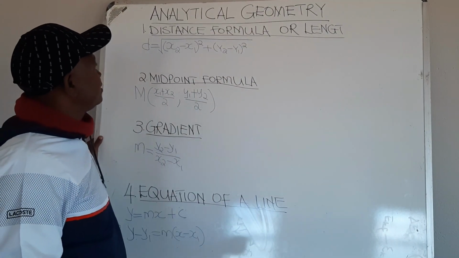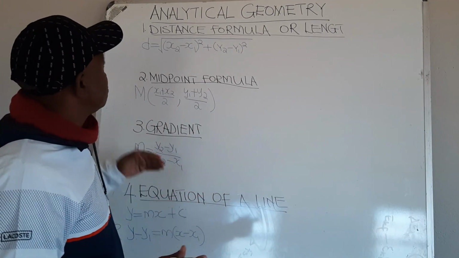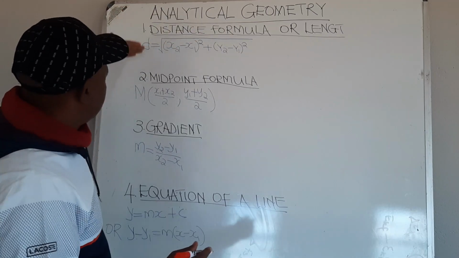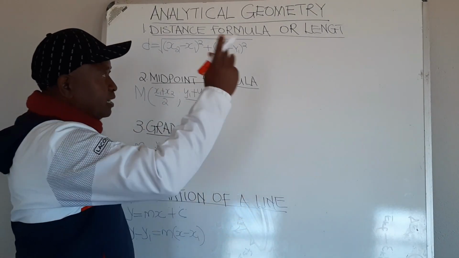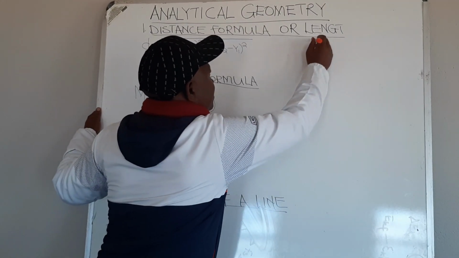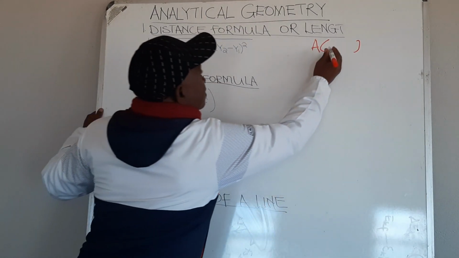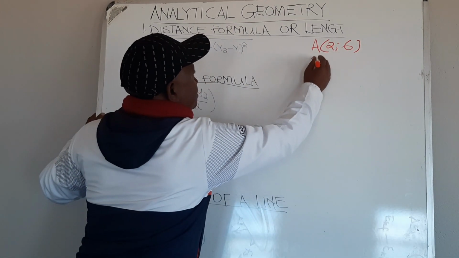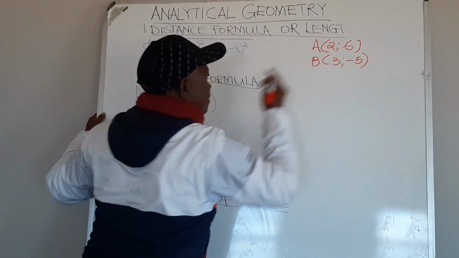Geometry, grade 11, which basically talks about a line. So we'll be talking about the distance formula or the length, the midpoint formula, the gradient, and the equation of a line. So basically we are going to talk about only 2 points, which in this case I might say, let's say point A, because today is the 26th, say point A is (2, 6). And maybe point B, we say is (3, -5).